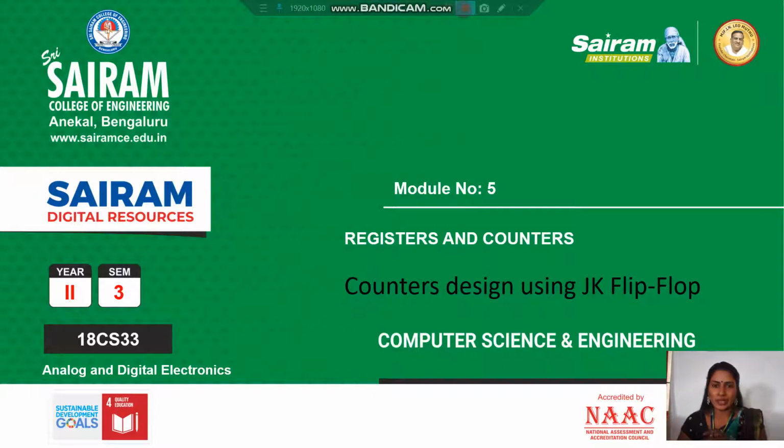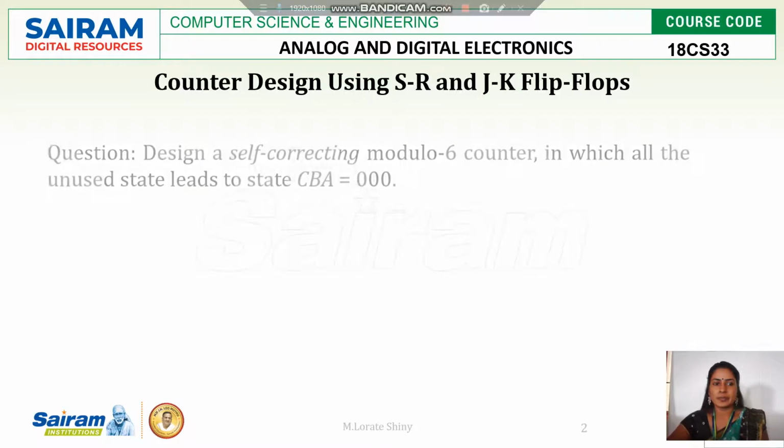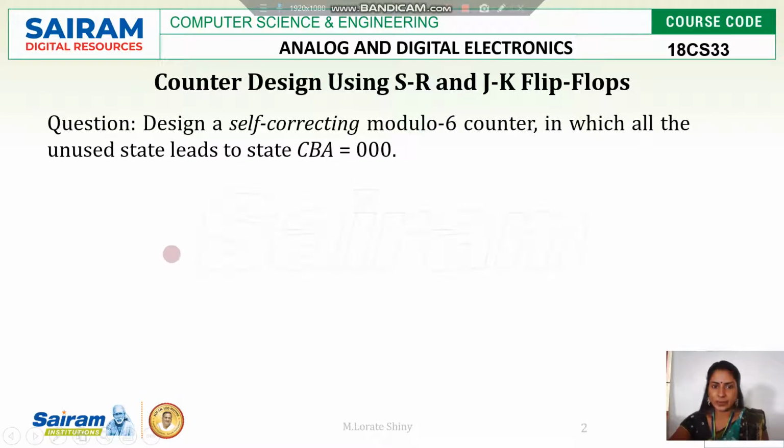Hello students, now we are going to see counter design using JK flip-flop from the 5th module, that is registers and counters. The question is, design a self-correcting modulo 6 counter in which all the unused states lead to state CBA equal to 0, 0, 0. So first, the state diagram.